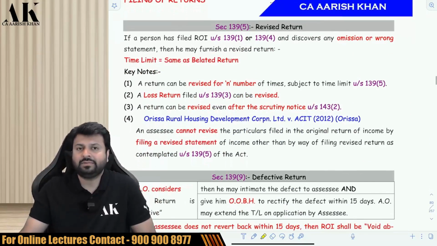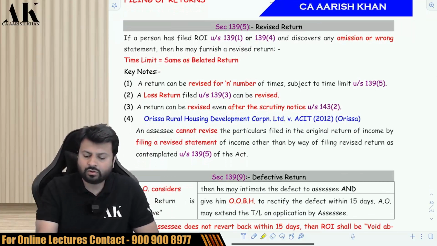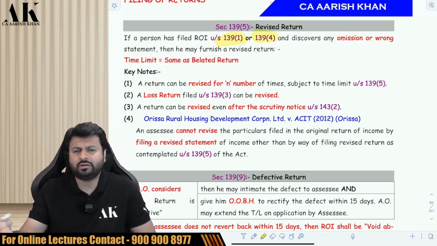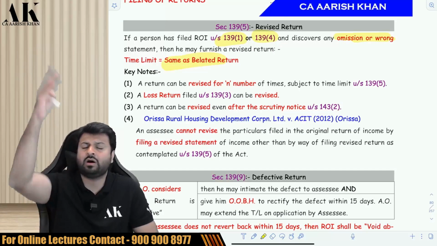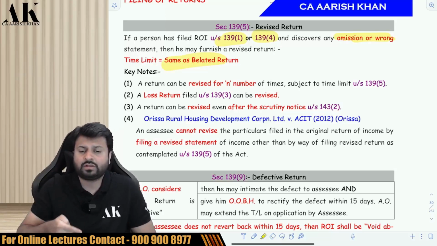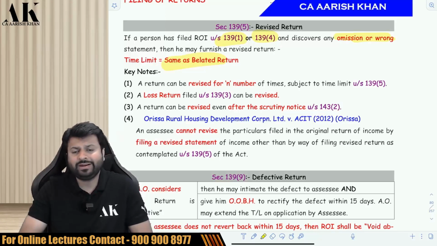Next, revised return means what? Once you have filed the return, original return or belated return, whichever return you have filed, if you have made some omission or wrong statement, you can revise. What is the time limit? Time limit is the same as above. By 31st of December or before completion of assessment, whichever is earlier. Sir, how many times can I revise a return?